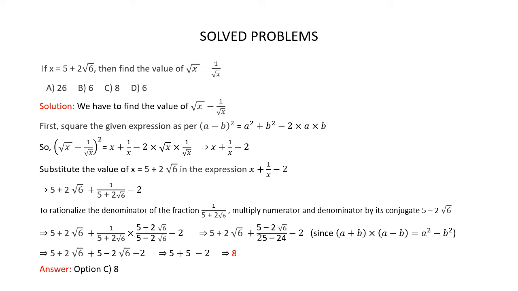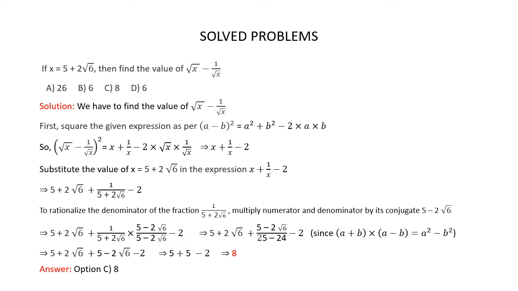Now rationalize this denominator. To rationalize the denominator of the fraction 1 divided by 5 plus 2 root 6, you have to multiply both the numerator and the denominator with 5 minus 2 root 6. So now you have 5 plus 2 root 6 plus 1 upon 5 plus 2 root 6 multiplied by 5 minus 2 root 6 upon 5 minus 2 root 6, minus 2.